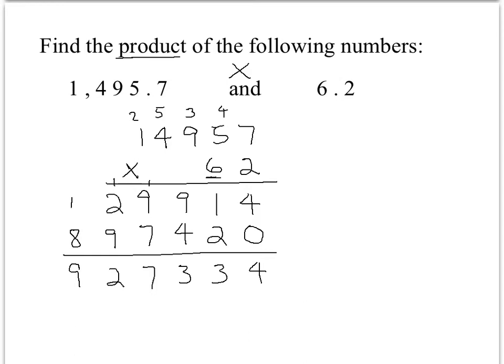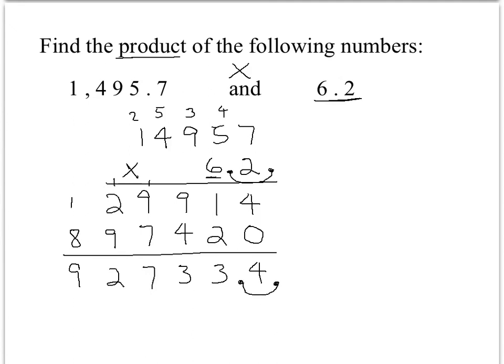Okay, so if this were 14,957 times 62, our answer would be 927,334. Okay, but this was not 62. It was 62 divided by 10. So I get my decimal in the right place, I've got to divide by 10. So in my answer, I have to divide by 10.